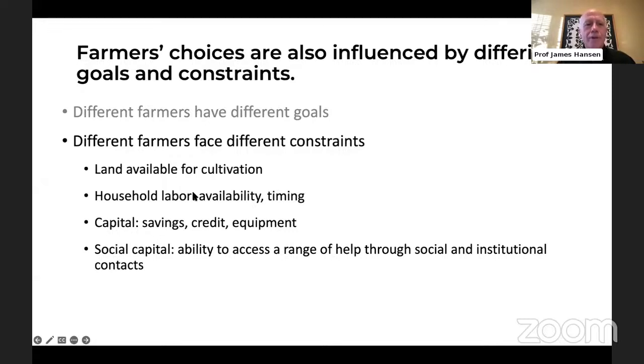Importantly, farmers also face different resource constraints, differing availability of land for cultivation, household labor, capital, savings, credit, equipment. Also, social capital, their ability to access social and institutional services.